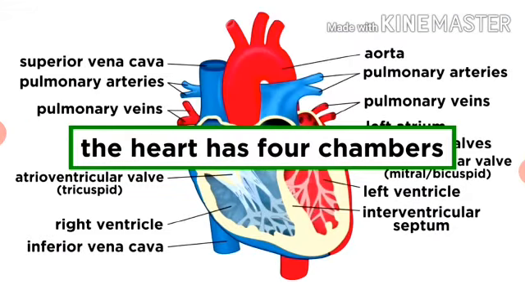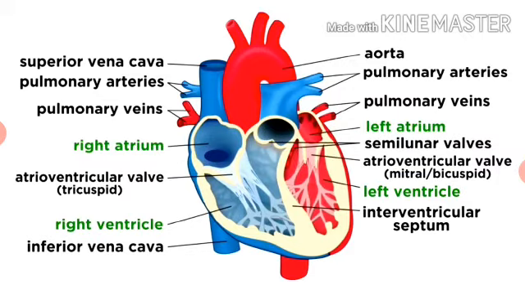Speaking about chambers, the heart has four chambers. These are two atria and two ventricles. The two atria are separated by the interatrial septum and the two ventricles are separated by the interventricular septum. The septum separates the two sides of the heart and also helps in oxygenation of blood. The atria are receiving chambers where blood arrives, which is then pushed down into the ventricles.